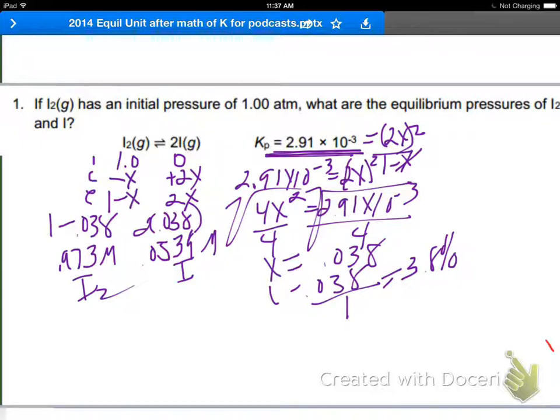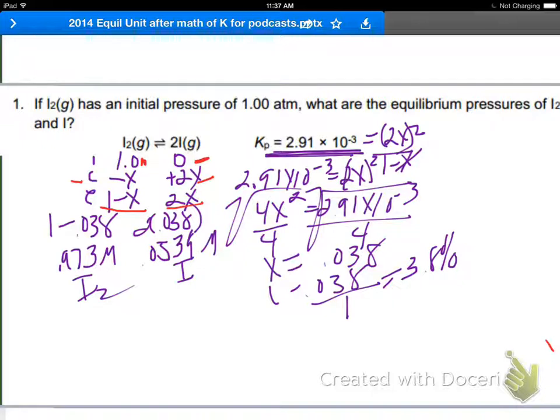We're told the initial pressure of I2, and I is not mentioned, so we're going to assume we have all reactant to start and no product, so that will make that 0. The I2 loses X. I gains 2X because of its coefficient. So at equilibrium, I2 is 1 minus X, and I is 2X.